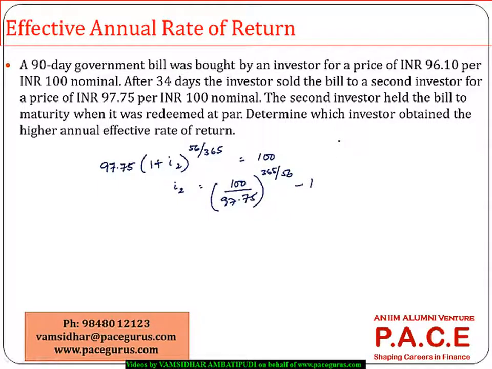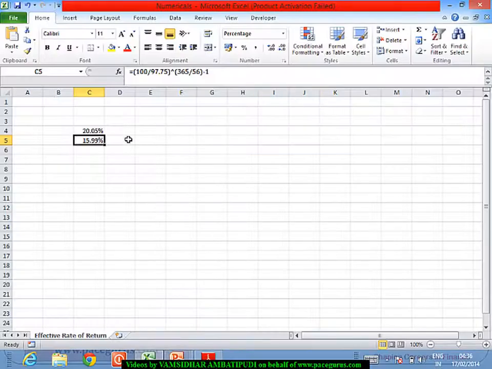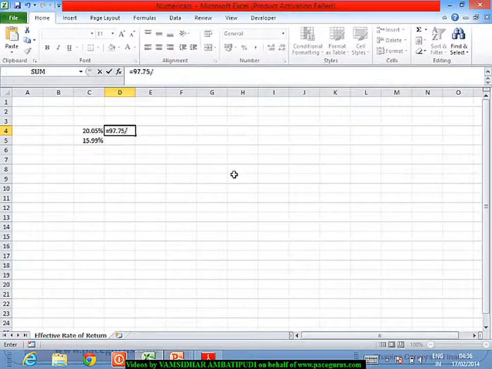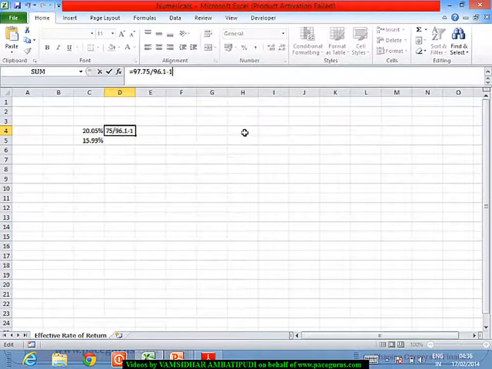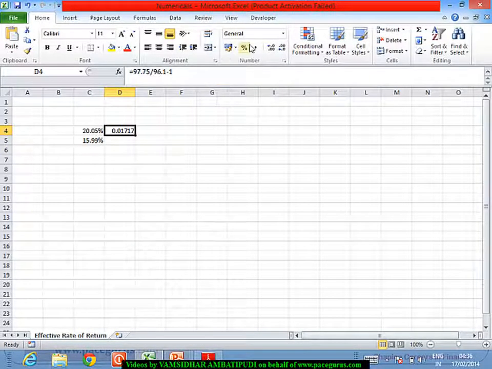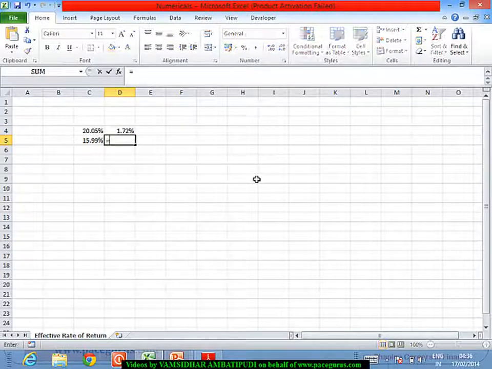So whenever we have to compare two different investments, it's always better to compare it on the effective annual return basis. Because if we see in the first case, the actual returns, only the periodic returns, for the first person 97.75 divided by 96.1 is around 1.7%, right? If I subtract 1 from it, it comes to 1.71 or 1.72%. That was the holding period return for the first person.